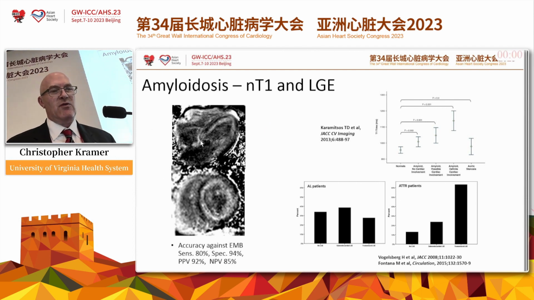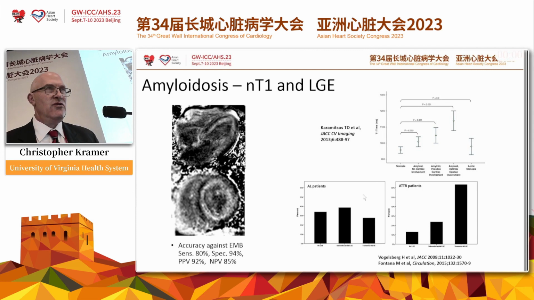There's another pattern of LGE one can see in amyloid, this diffuse subendocardial LGE, very different from the transmural LGE I showed you on the last slide. Either pattern is quite accurate against endomyocardial biopsy for the diagnosis of myocardial amyloid. Also in amyloid, as shown by the Oxford group, you can see native T1 values 200 milliseconds higher than normal, very different from patients with aortic stenosis, where there is no increase in interstitial space relative to LV mass, and the native T1 is normal.